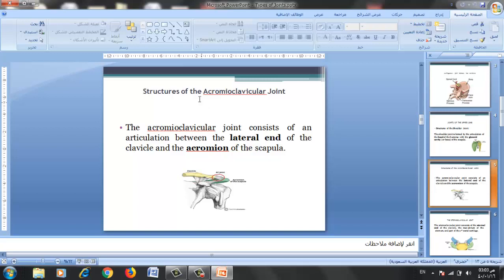The structure of the acromioclavicular joint. The acromioclavicular joint consists of an articulation between the lateral end of the clavicle and the acromion of the scapula.